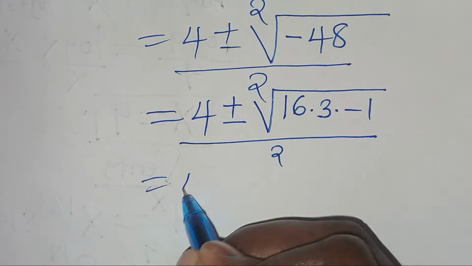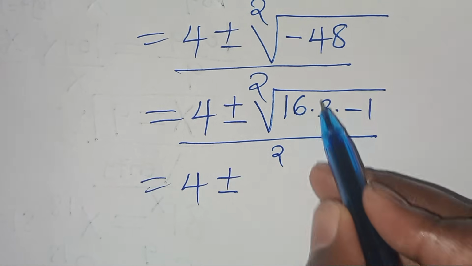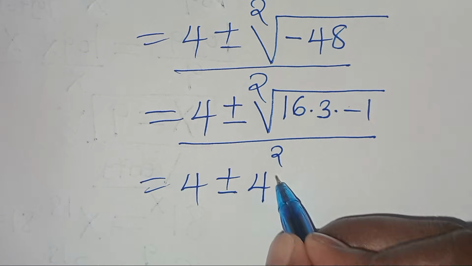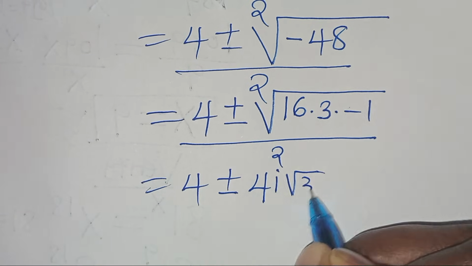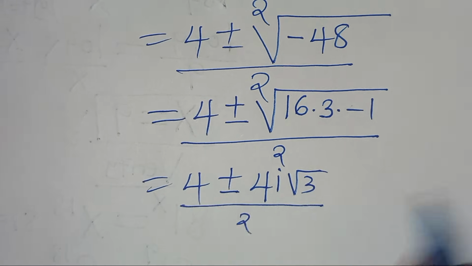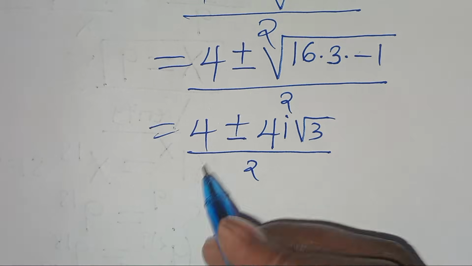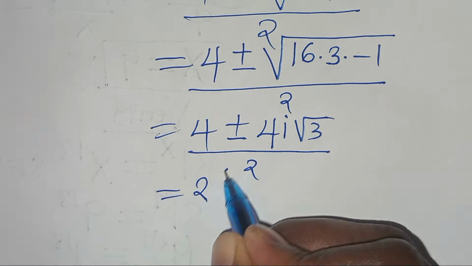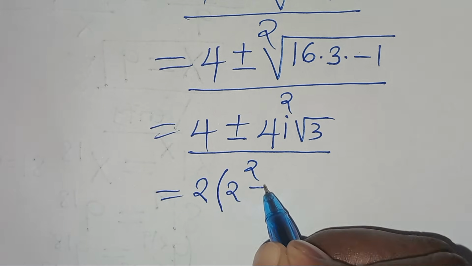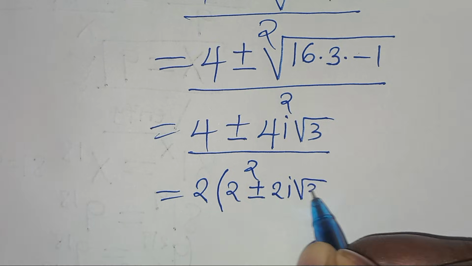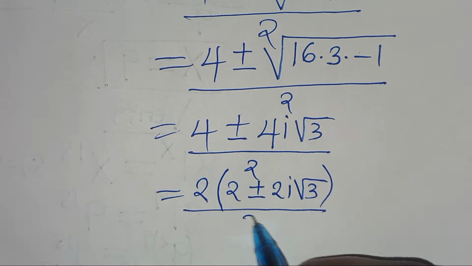So we have here 4 plus or minus the square root of 16, this is 4, the square root of minus 1, this is i, then the square root of 3, everything divided by 2. So in the numerator, 2 is common, so we can factor out 2, so that here we have 2 plus or minus 2i square root of 3, everything divided by 2.